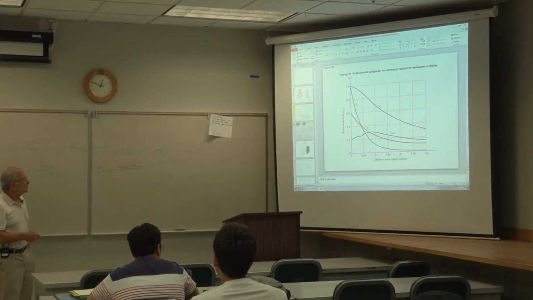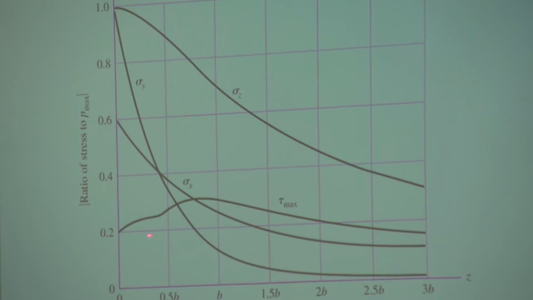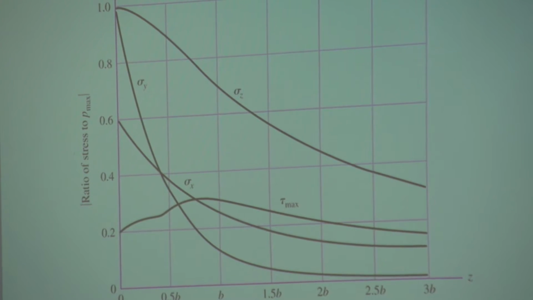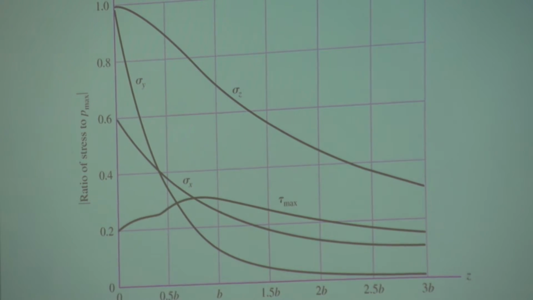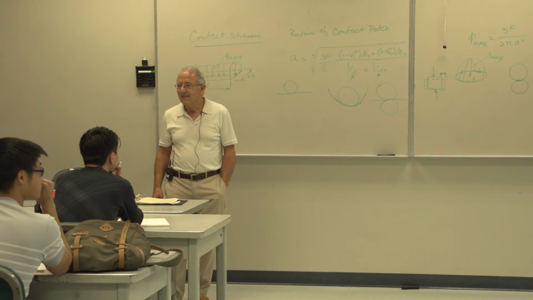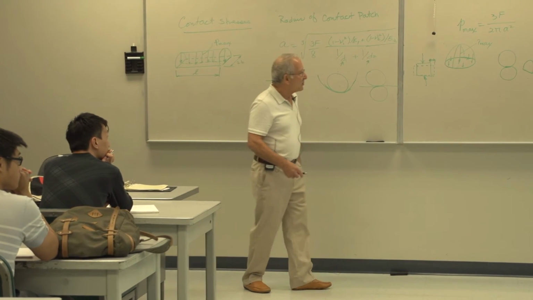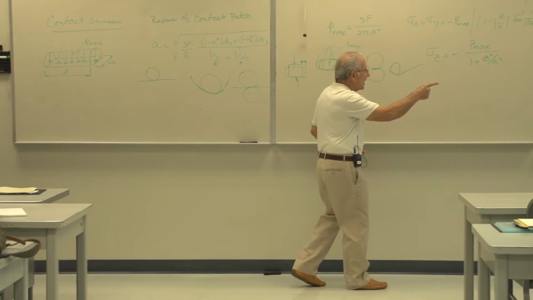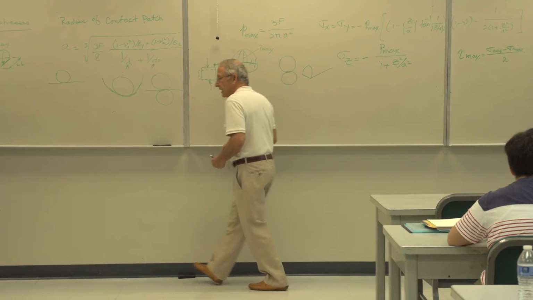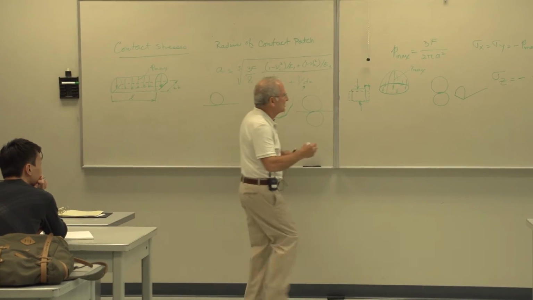But what is different between this one and the one we were looking at is this little kink here. Why do we have that? Changing from the difference between sigma z and sigma x to sigma z and sigma y. Exactly. Remember that this maximum value of tau max is calculated by looking at the difference between principal stresses.